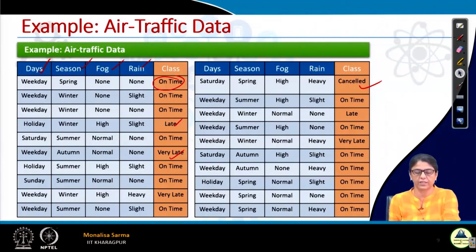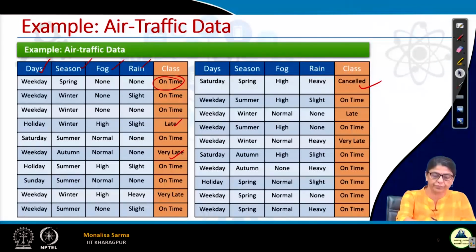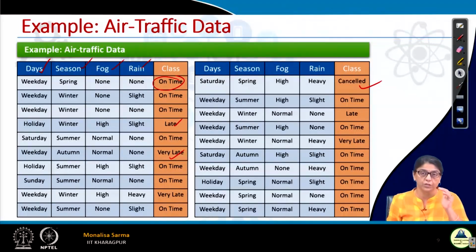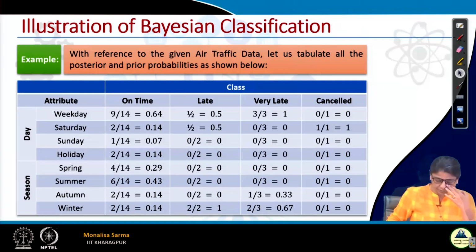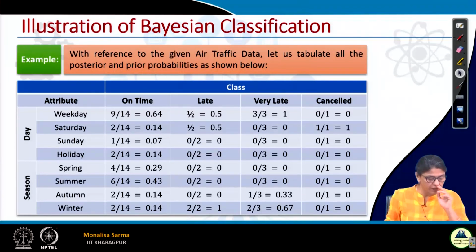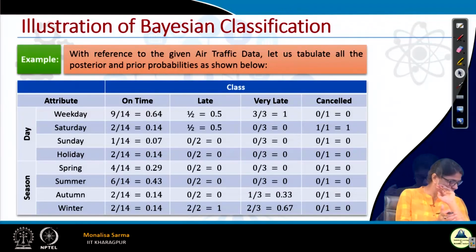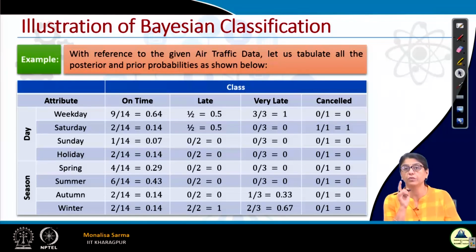So, these are the attributes, these are the classes. Now from this data, the days data, season data, fog data, rain data, we will calculate the posterior probability and the prior probability. How do we calculate the posterior probability and prior probability? See, remember, in the example I have shown you, we found out the prior probability of all the classes.